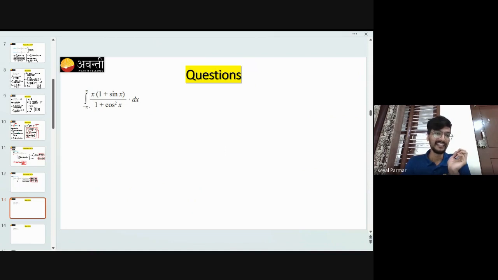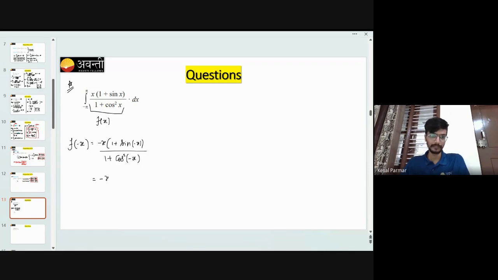This one. Here you can clearly see it is from minus pi to pi. That means I can use the even-odd property. So this is my f of x. It is a very good question, actually. So if I check f of minus x, that means this will be minus x into 1 plus sine of minus x upon 1 plus cos square of minus x. So I'll get minus x. What is sine of minus x? It is minus sine x, upon, here I'll get cos square x. Which is not equal to minus f of x or f of x, as you can clearly see.